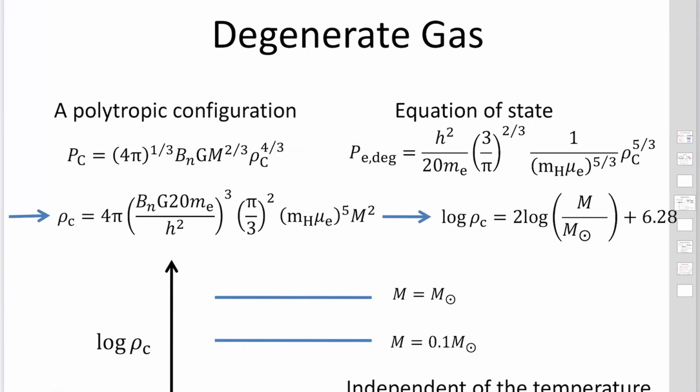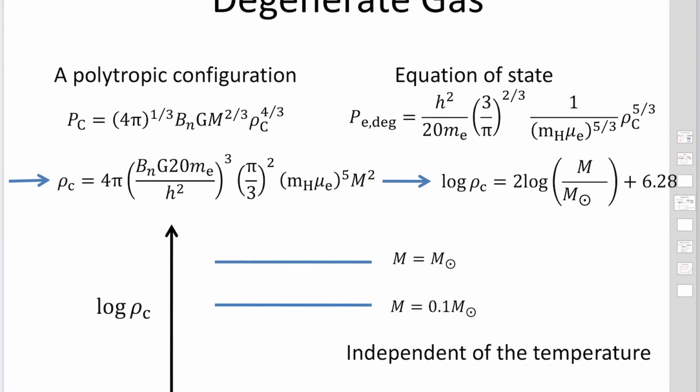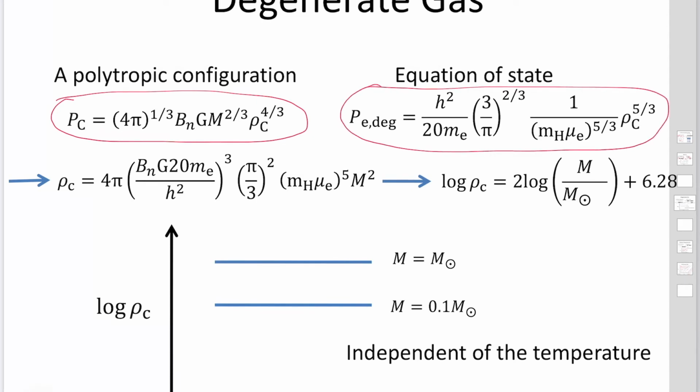In the case of the degenerate gas, we can also use the polytropic configuration equations and the equation of state for the degeneracy pressure. Then you can equate these two equations and find the central density as a function of the temperature. But in this case, neither equation includes any temperature. So this is going to be independent of the temperature, but is a function of mass.